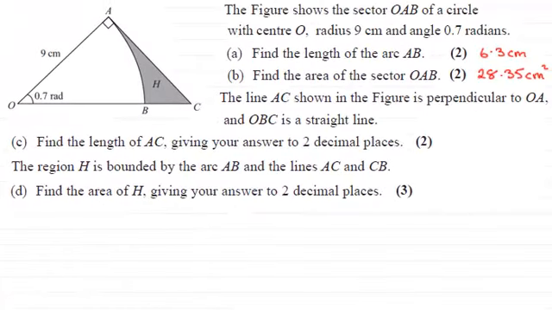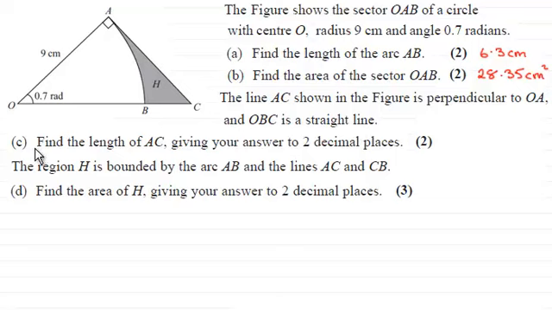Hi there. Now in the first part of this question we had to find the length of the arc AB, and the answer to that was 6.3 centimeters. And then we had to go on to work out the area of the sector OAB, which was 28.35 centimeters squared. And now we're told that the line AC shown in the figure is perpendicular to OA, and OBC is a straight line.